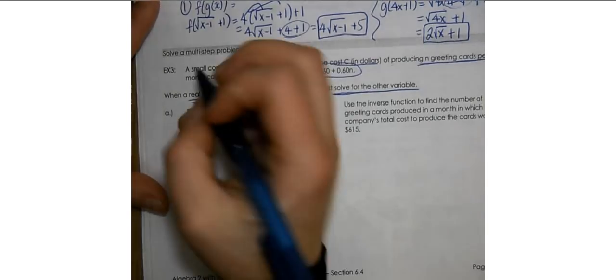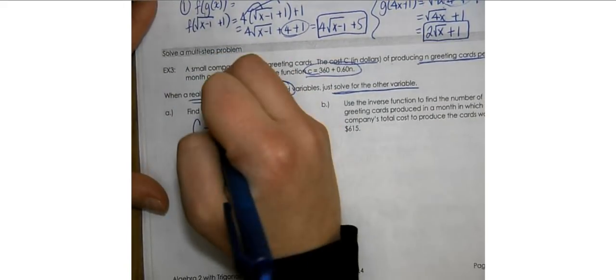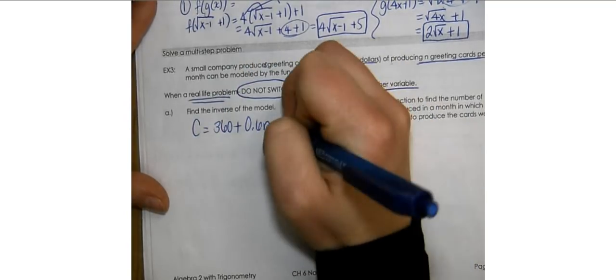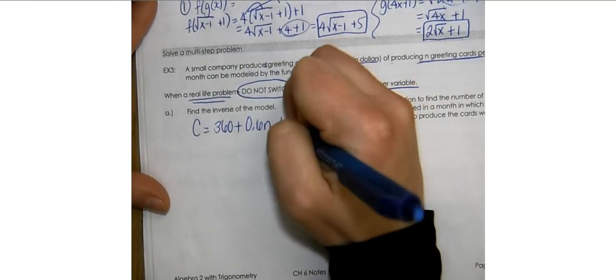In this case though, we're starting off with C is equal to 360 plus 0.6 N. So what we want to do here is simply solve for N.